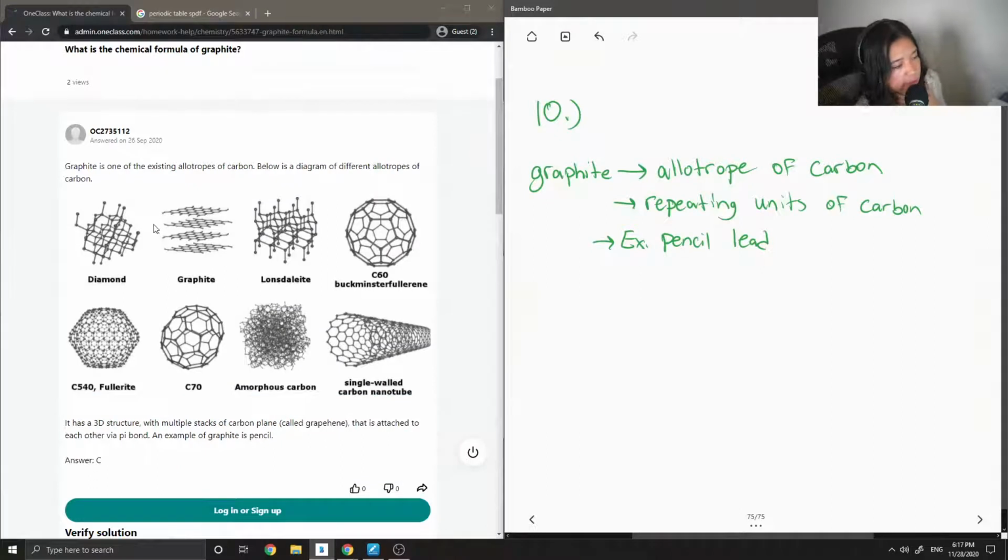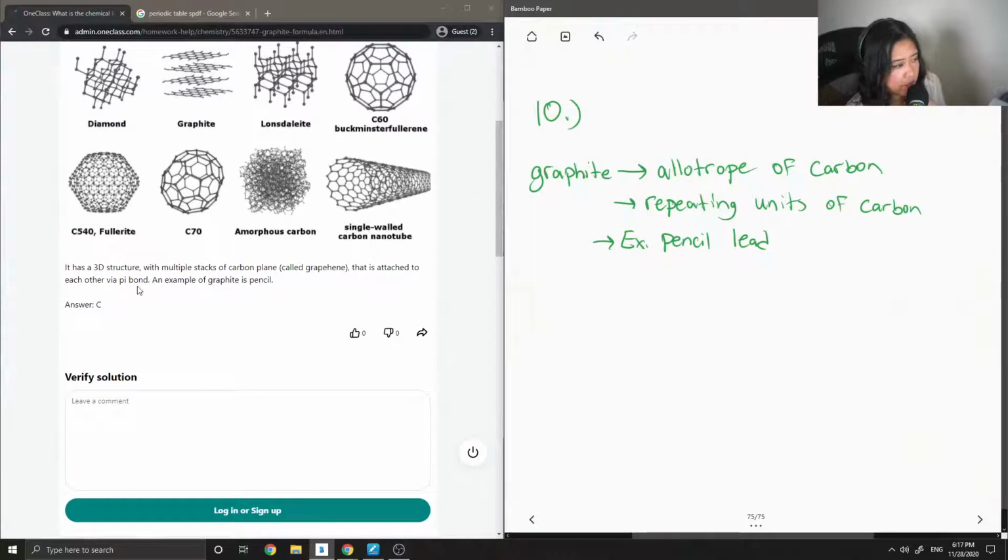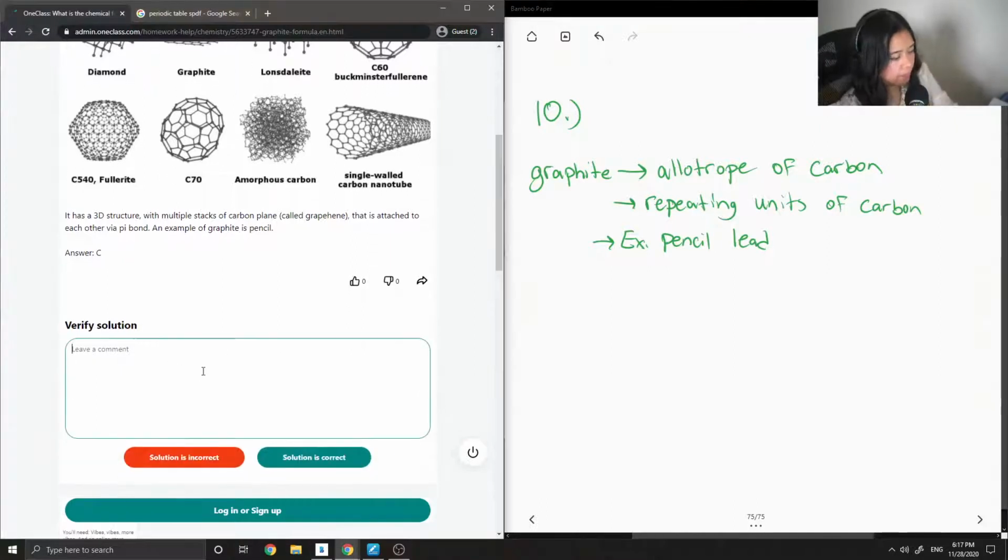If you look at what the junior tutor said, they have all the different allotropes of carbon. This is what diamond looks like. Graphite has graphene sheets that are stacked together. And this is just more examples of carbon. You can have single-walled carbon nanotubes, and if you have a lot of these walls, you can have multi-walled carbon nanotubes, and amorphous carbon. It has a 3D structure with multiple stacks of carbon planes that are attached to each other via pi bonds. So this solution is correct.